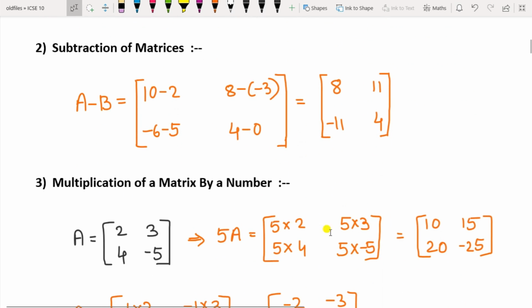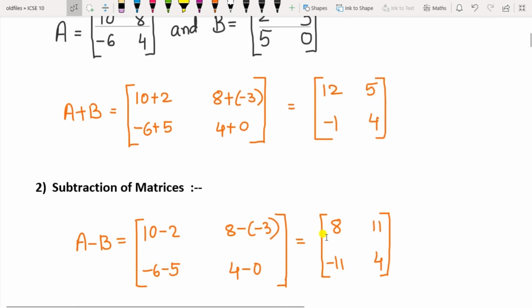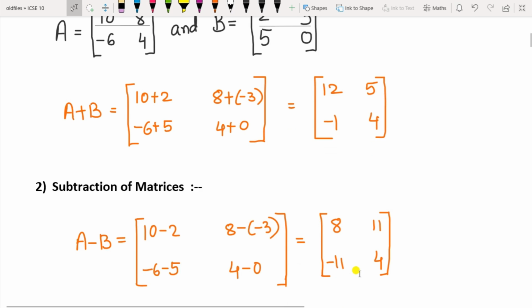Similarly for subtraction, you have to subtract the corresponding elements of the two matrices. In the same example, 10 minus 2 is 8. Then minus 6 minus 5 will be minus 11. 8 minus of minus 3 becomes plus, so 8 plus 3 is 11, and 4 minus 0 is 4. Similar to addition, it is subtraction, just put the minus sign in between.